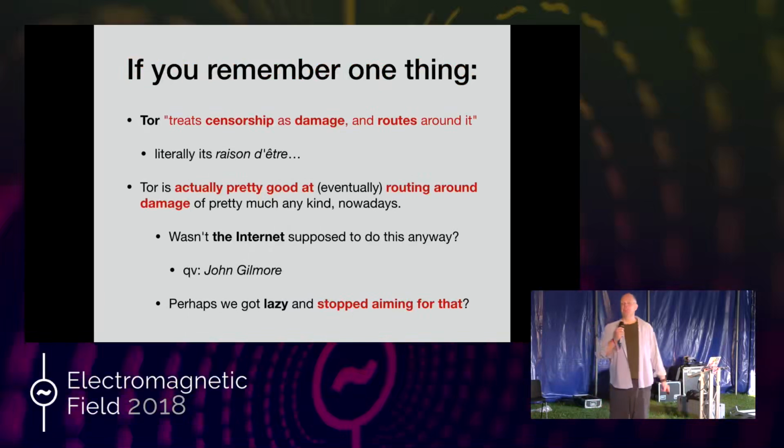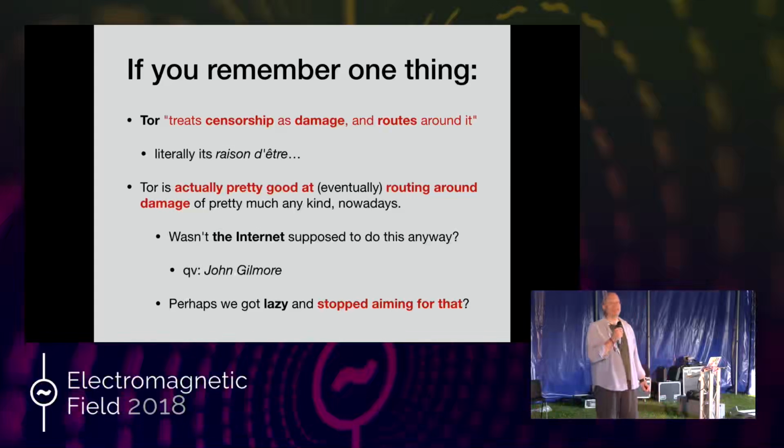So if you remember one thing from this talk, please, Tor treats censorship as damage and routes around it. It is quite literally the raison d'etre of Tor to treat censorship as damage and route around it. That's why it's designed. This is what we were supposed to be doing with the internet. This is what John Gilmore said, the internet treats censorship as damage. We got lazy. We actually have focused too much on doing things cheap and doing things fast and putting things in the hands of big corporations who are selling off big fat chunks of fiber. And maybe we missed some things.